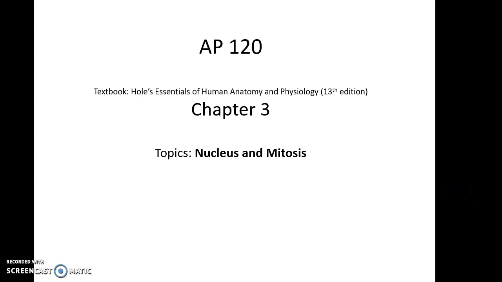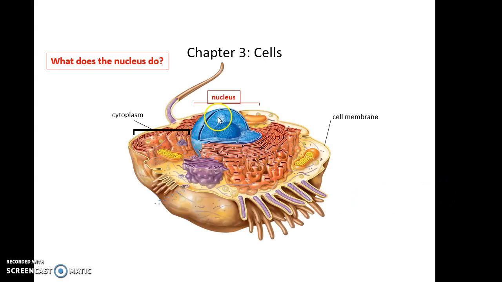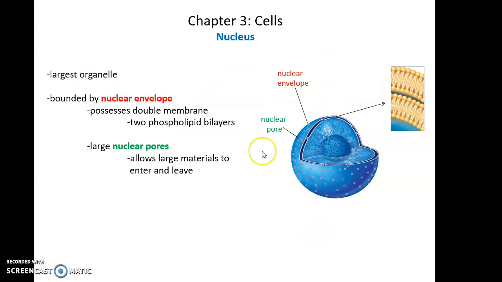AP 120, Chapter 3, Topics: Nucleus and Mitosis. So, the nucleus, third main component of the cell. What does the nucleus do? Well, it houses our genetic code, our DNA, the blueprints that make each of us individuals, different from each other. So, the nucleus is the largest organelle in the cell.